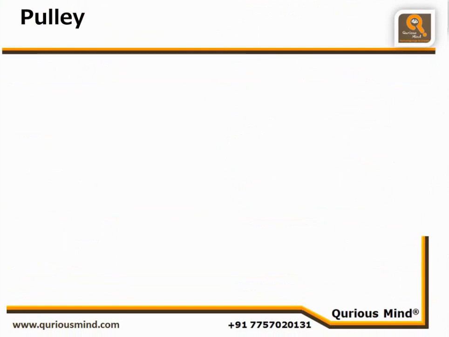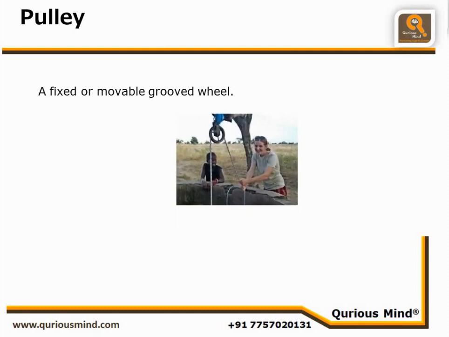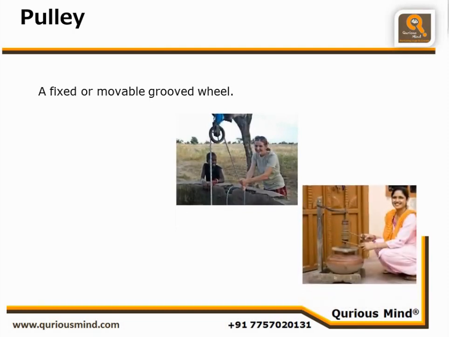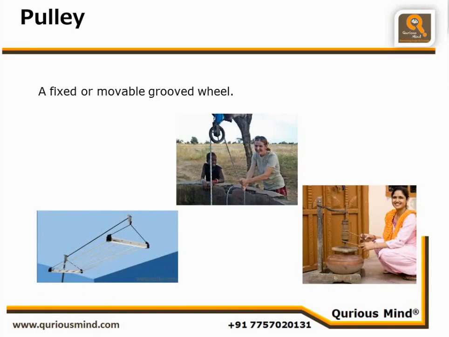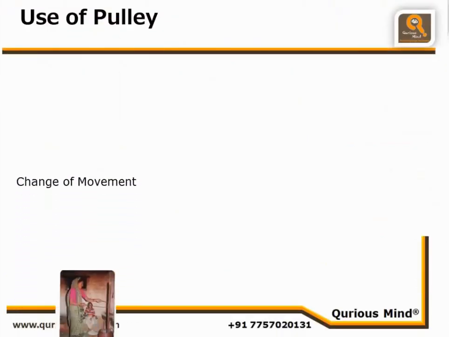Let's now understand about pulley and how we can make use of pulley in robotics. A pulley is a fixed or movable grooved wheel. We have been using pulley to fetch water from wells for many years. Same is with this equipment used to get butter from the curd. The latest addition is the clothes dryer system used in flats to save space. In these examples, pulley is used for different purposes.